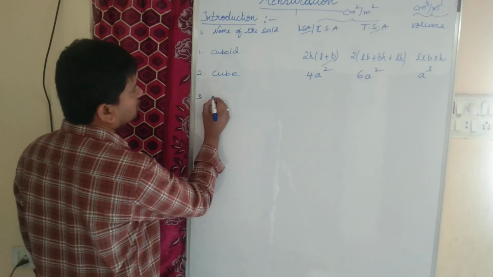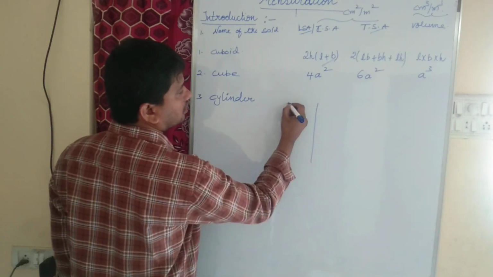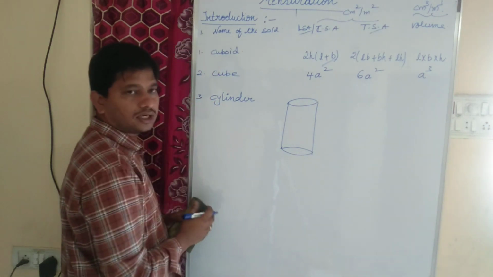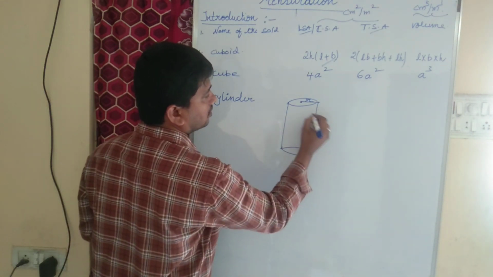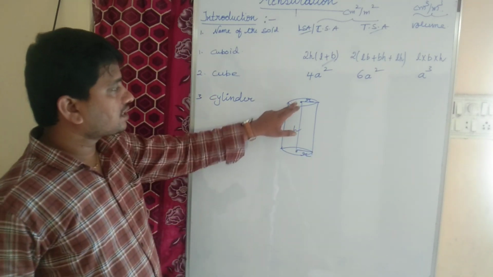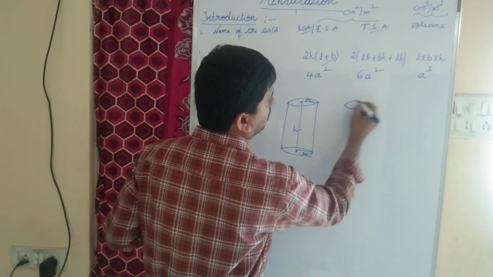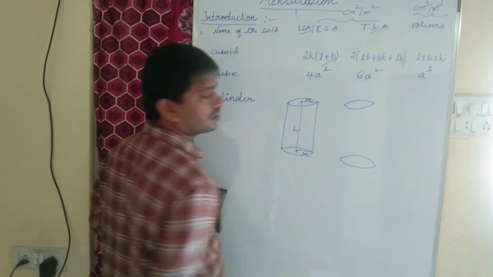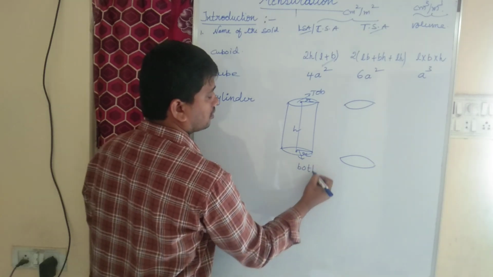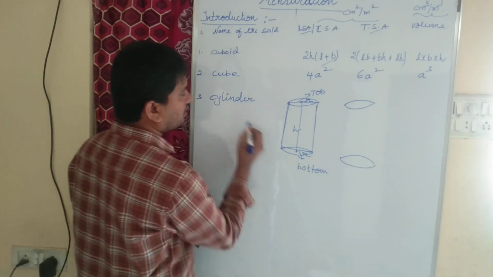Now coming to cylinder. So this is our cylinder. What are the dimensions of a cylinder? This is our radius, and this is our radius, and this is our height. Both the top face and bottom face are circular in shape, right? As we know, we have to leave the top face and bottom face. Except the top face and bottom face, the remaining face is our curved face, right?